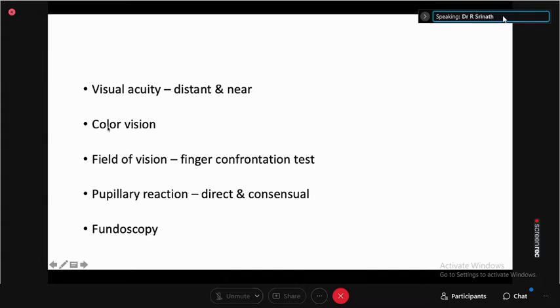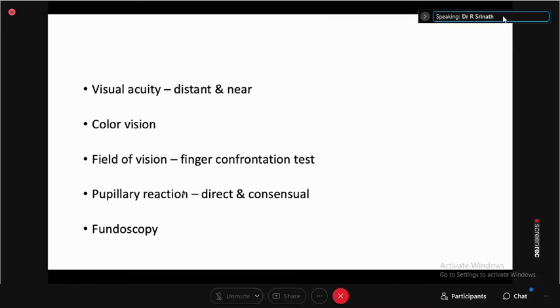It starts with visual acuity, which itself has got two parts: distant visual acuity and near visual acuity. Then evaluation for color vision, which is again a macular function, and field of vision, which is a peripheral function, and it is done on bedside with the finger confrontation test. Then pupillary reaction. One should remember pupillary reaction, the afferent is the second nerve, the efferent is the third nerve.